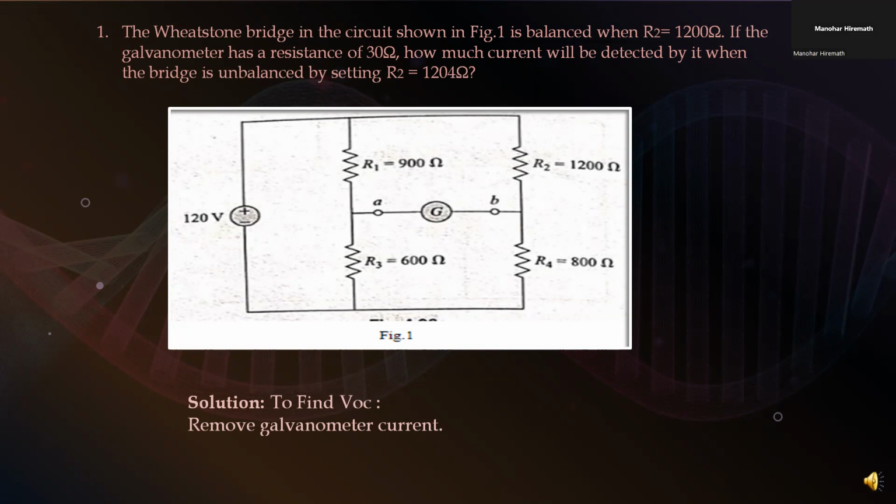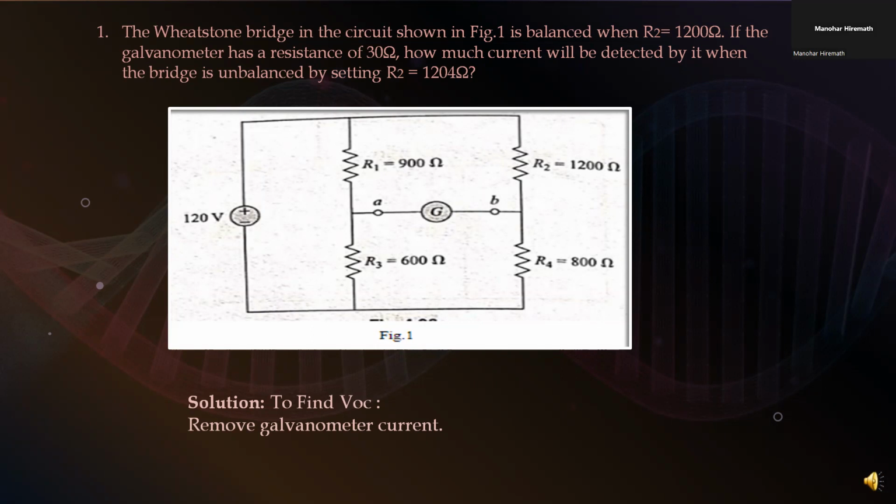So the circuit goes like this. It consists of four resistors: R1 is 900 ohm, R2 is 1200 ohm, R3 is 600 ohm, and R4 equals 800 ohm. It also has a 120 volt source, and the galvanometer is connected as the bridge between A and B.